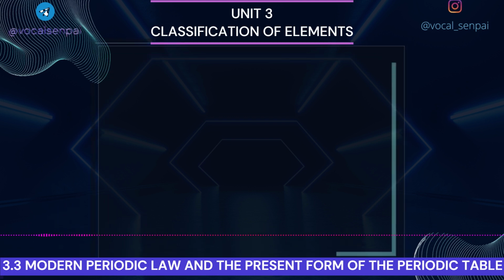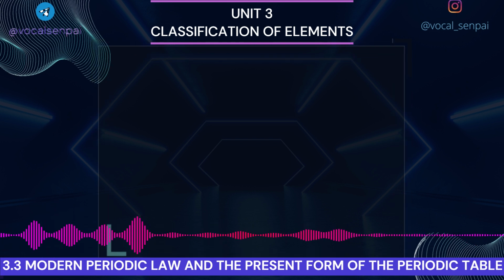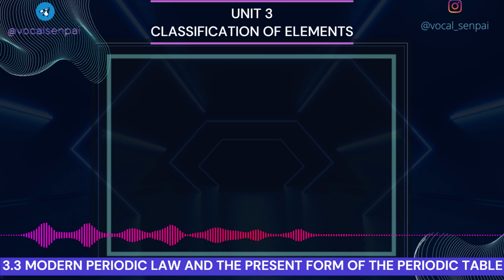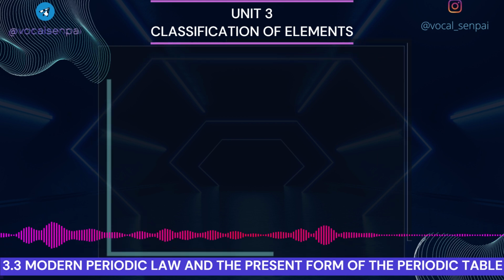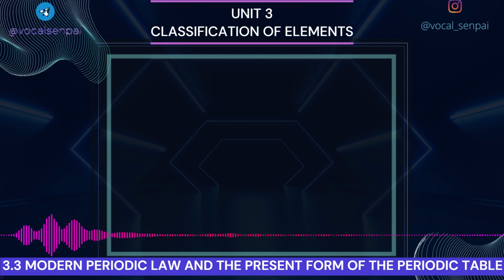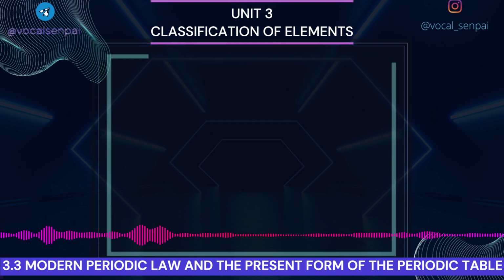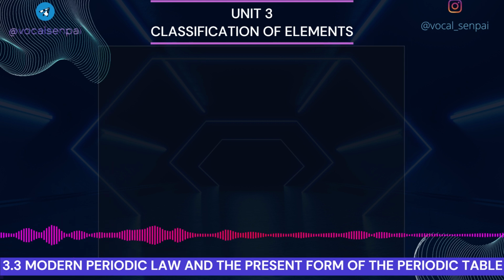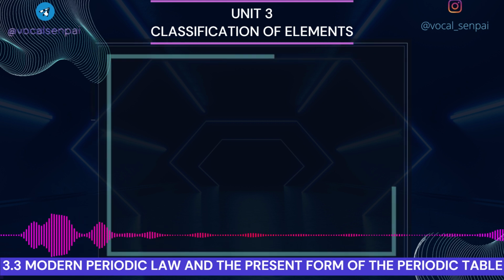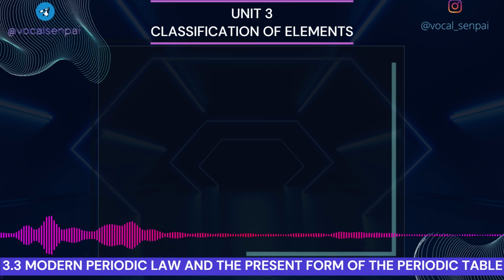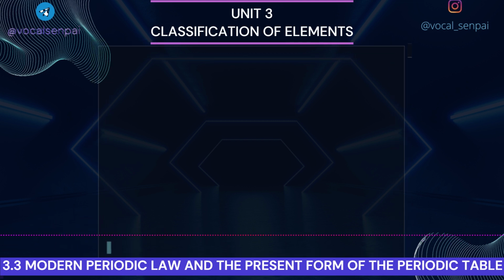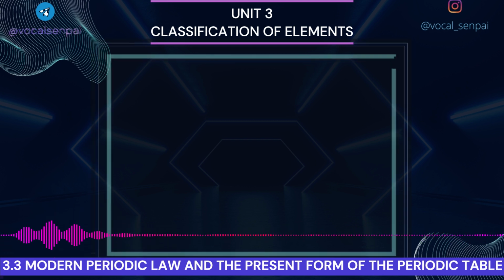In 1913, the English physicist Henry Moseley observed regularities in the characteristic X-ray spectra of the elements. A plot of root ν, where ν is the frequency of X-rays emitted, against atomic number Z, gave a straight line, and not the plot of root ν versus atomic mass. He thereby showed that the atomic number is a more fundamental property of an element than its atomic mass. Mendeleev's periodic law was, therefore, accordingly modified. This is known as the modern periodic law and can be stated as: the physical and chemical properties of the elements are periodic functions of their atomic numbers.